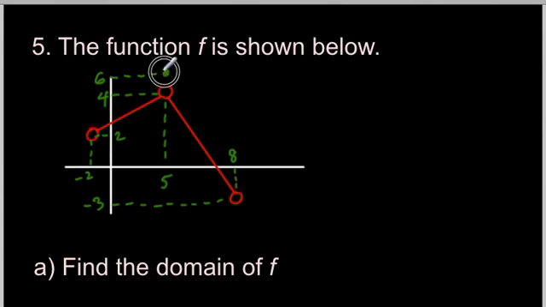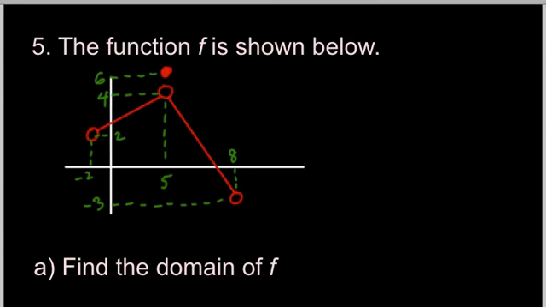Actually, you know what? I should have drawn this in red. This should be in red. That should be in red. This point over here, the red point, is a closed circle, and it's at 5, 6. So it's right above this open circle, which is at 5, 4. And then finally this point over here, which is an open circle, is at 8, -3.